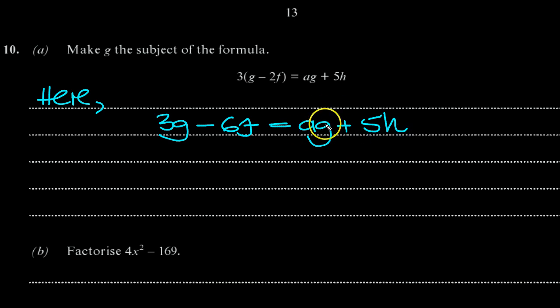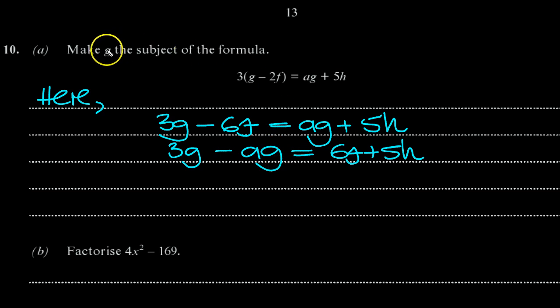So let's move this object over to be with the 3G over here. Leave the 3G as is. Move the AG over to minus AG, and move that 6F minus 6F through the equals to become plus 6F plus 5H. Now we've got a G common because we want to solve for G, don't we? So let's take that outside a bracket. Inside the bracket we'll have a 3, we'll have a minus, and we'll have an A is equal to 6F plus 5H.